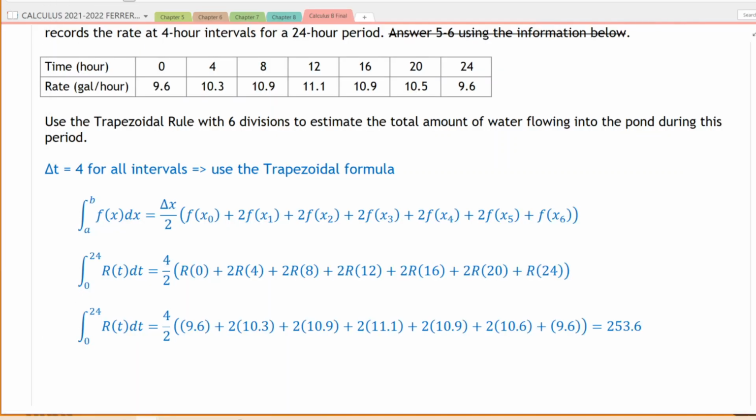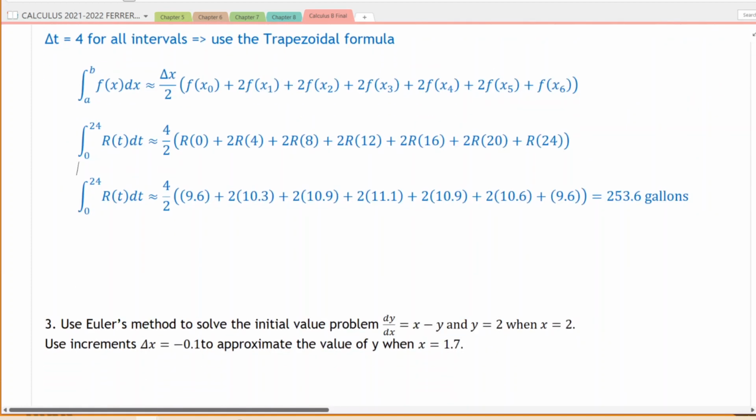Now on my written work here, I did notice something weird. Since we're using a trapezoidal approximation, we really shouldn't be using these equal signs in between. These are approximately equal. So that is going to be the correct thing here. So we're integrating a rate. The rate is gallons per hour. And our unit of time is hour. So this unit should also be gallons. Okay. And that takes care of question 2.